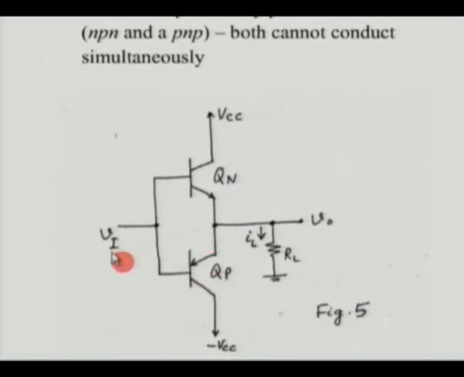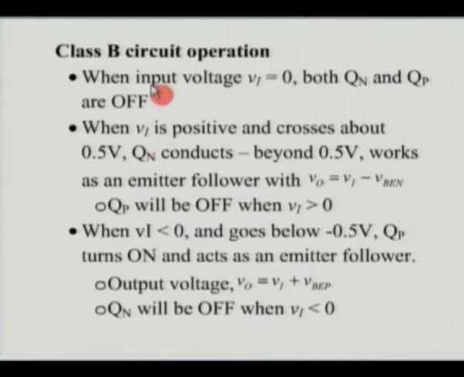Now coming to the negative half cycle, when Vi is equal to 0, both of them are off because there is not enough forward bias. When Vi goes negative and VEB or VBE is less than minus 0.5, the PNP transistor would conduct. Till then it cannot conduct, and beyond that point the PNP conducts, and you have a current flowing into the load.